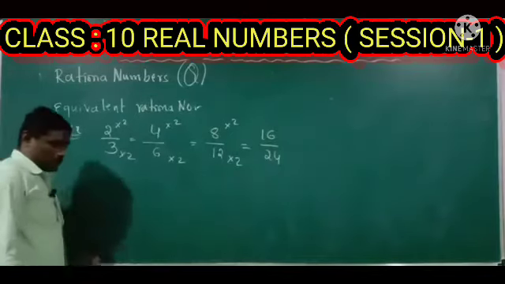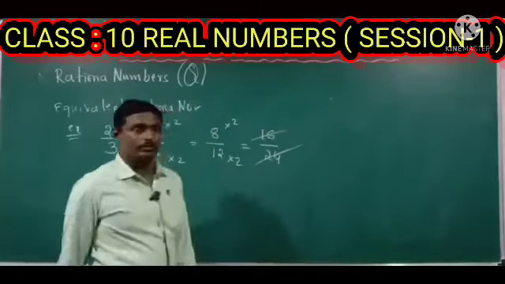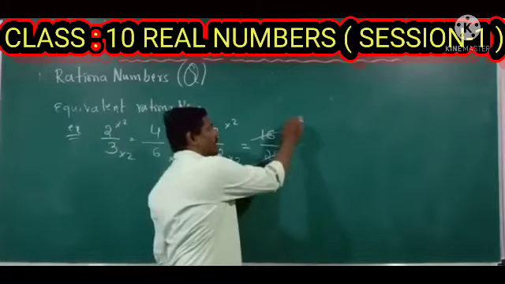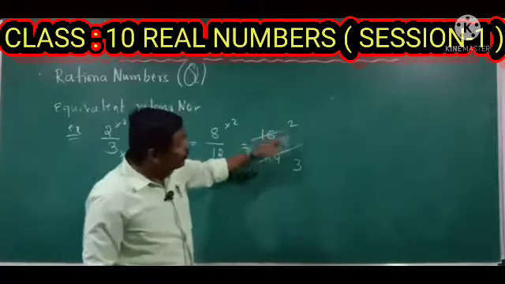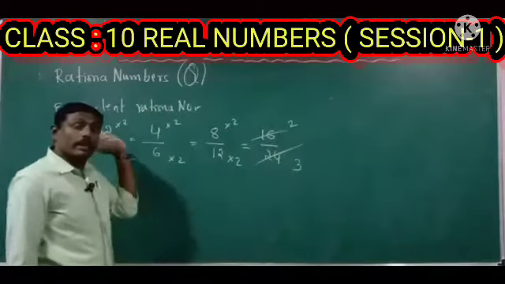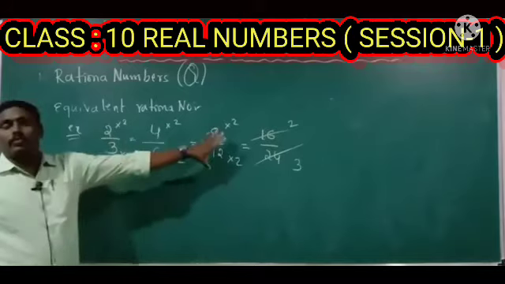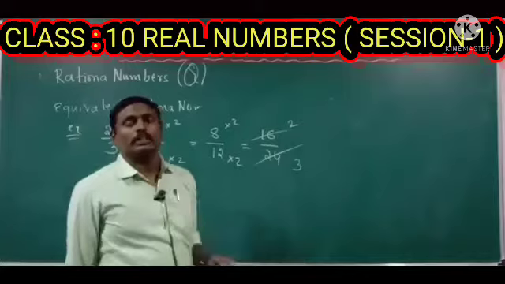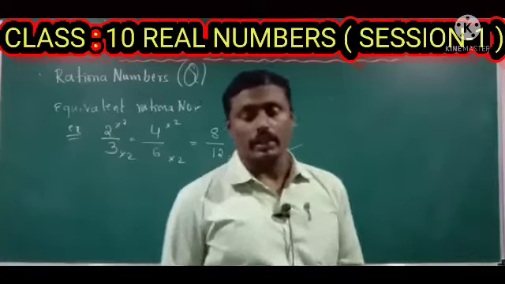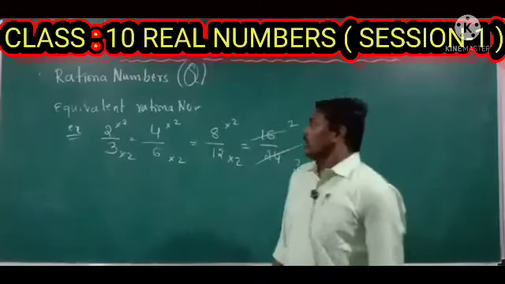If I divide these by 8, what are we getting here? 2 by 3. What did we take initially? 2 by 3 only, no? So these types of numbers are called rational equivalent numbers, right?